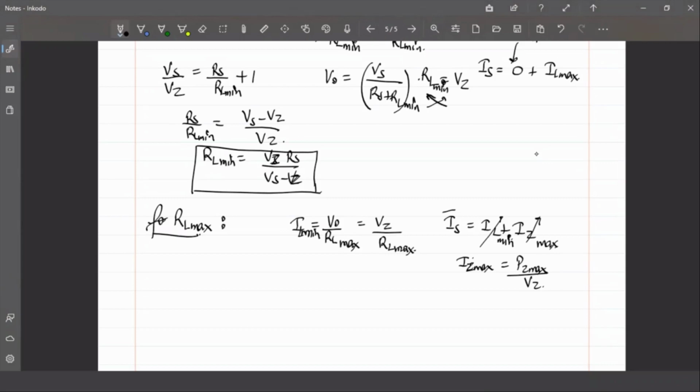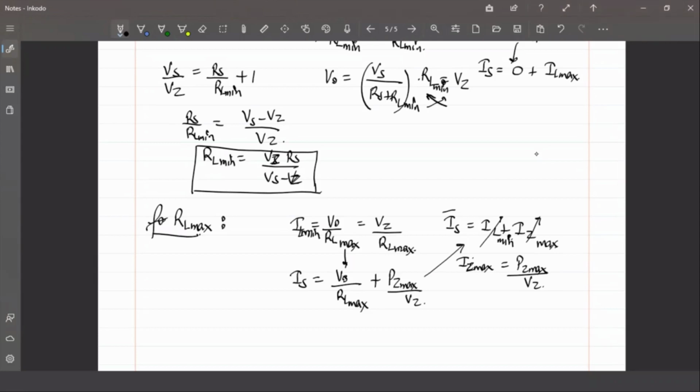Plus IL minimum. But what is the value of IL minimum? IL minimum is equal to V0 divided by RL max. So if I substitute these things here, Is is equal to V0 divided by RL max plus IL minimum, plus Iz max, which is equal to Pz max divided by Vz.